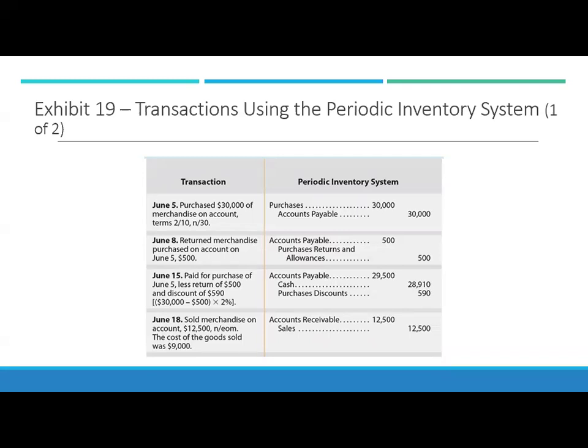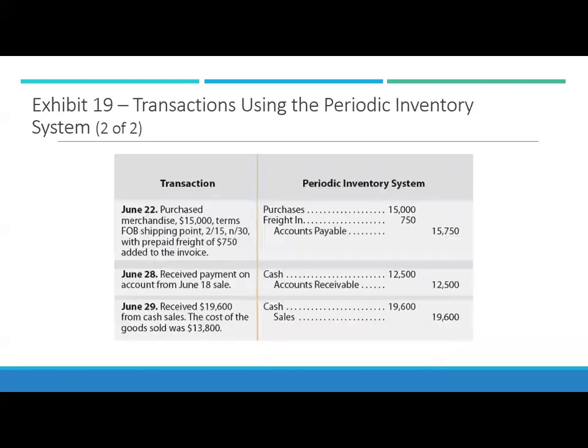Accounts receivable is a debit of 12, right? The initial sale, right? We debit accounts receivable, credit sales, but there's no entry for cost of goods sold because we're only calculating cost of goods sold at the end of the period in the periodic method.